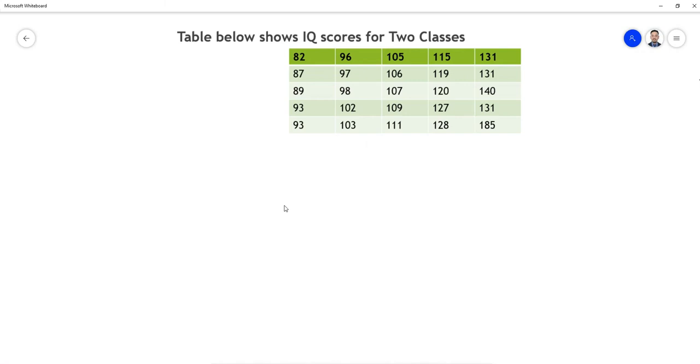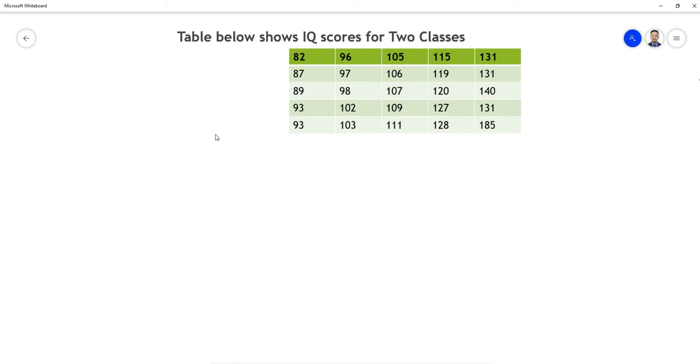Good day. This tutorial is about how to create a stem and leaf plot from ungrouped data. In this example, we have a table that shows IQ scores for two classes. We have 5 multiplied by 5, 25 samples.